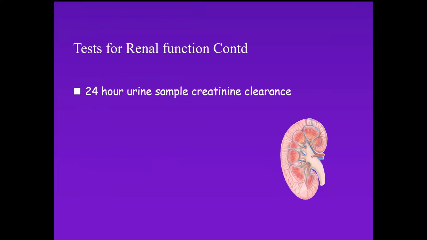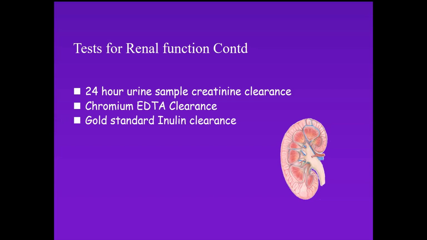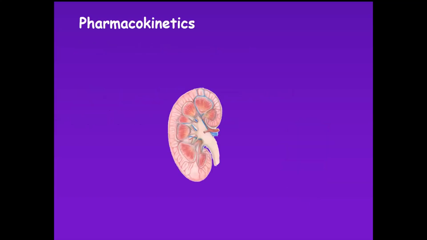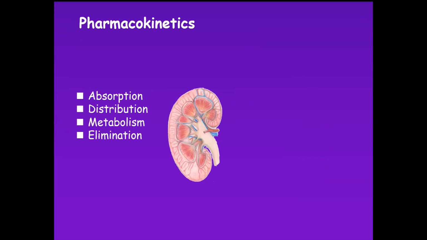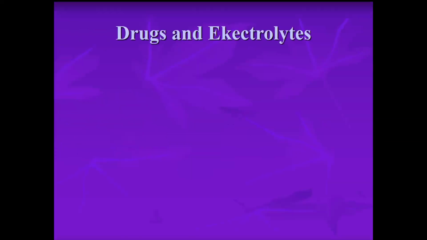So, tests for renal function. Previously, in the past, a 24-hour urine sample for creatinine clearance, chromium EDTA clearance, which is a bit more accurate, but the gold standard is actually inulin clearance. Pharmacokinetics of the kidney, multiple functions: absorption, distribution, metabolism, elimination, filtration, secretion.